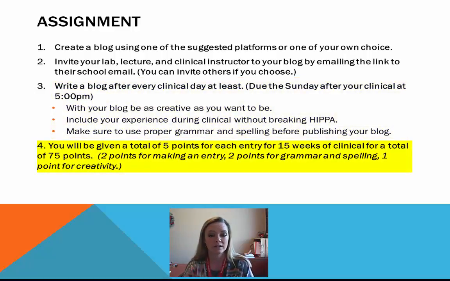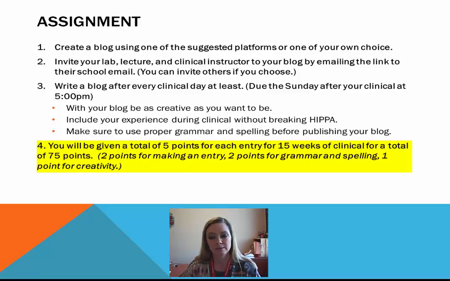And then here is what I want. With your blog, I want you to be as creative as you want to be. You can include pictures, you can include quotes, but we have to make sure that we include HIPAA in our post. So we don't need to have any type of information that would identify the hospital that you are at, the state that you're in, or the patient that you took care of. It's really going to be your feelings about the experience that you had. So you need to make sure that you regard HIPAA at all times with your posting.